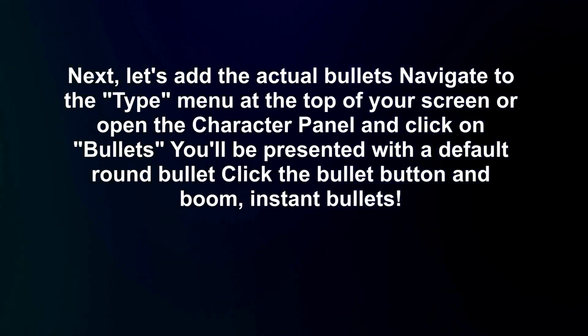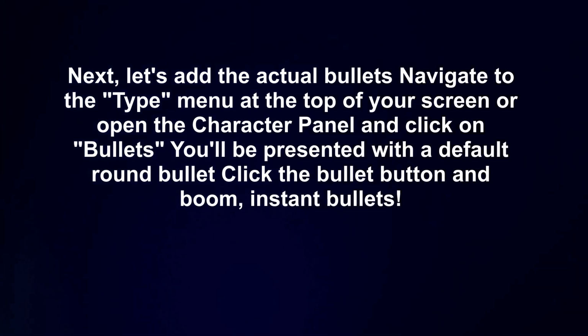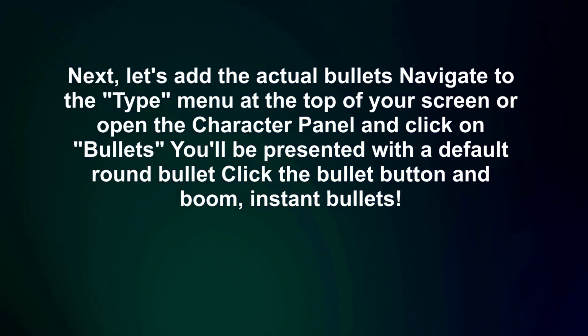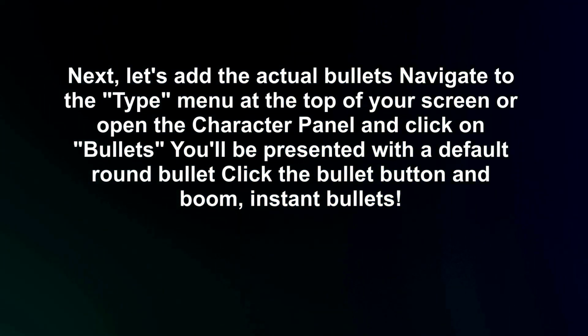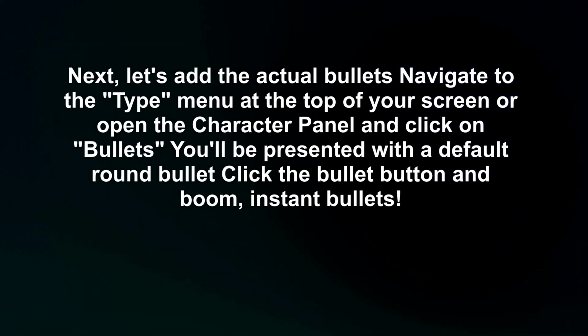Next, let's add the actual bullets. Navigate to the Type menu at the top of your screen, or open the Character panel and click on Bullets. You'll be presented with the default round bullet. Click the bullet button and boom, instant bullets.